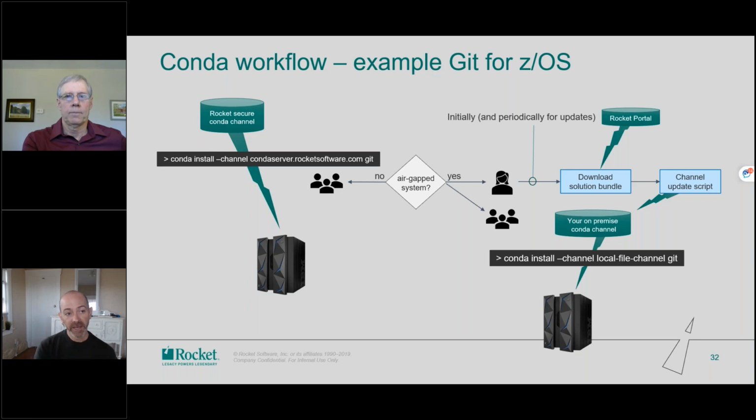On the left side is if you're using Rocket's secure channel. So it's just that one command line. On the right side, if you're setting up an on-premise file channel, there is an additional step that your administrator would need to do to download the bundle, set up your on-premise channel, populate it with the contents. But once that's done, your developers in your organization can download what they need from that channel, again, with a single command.